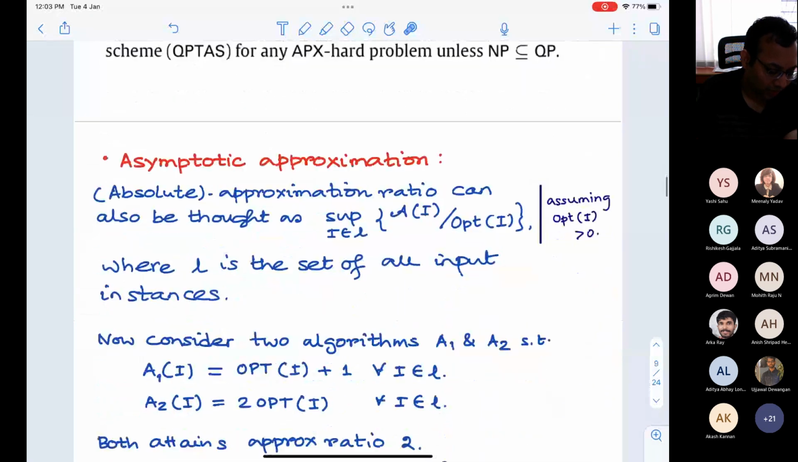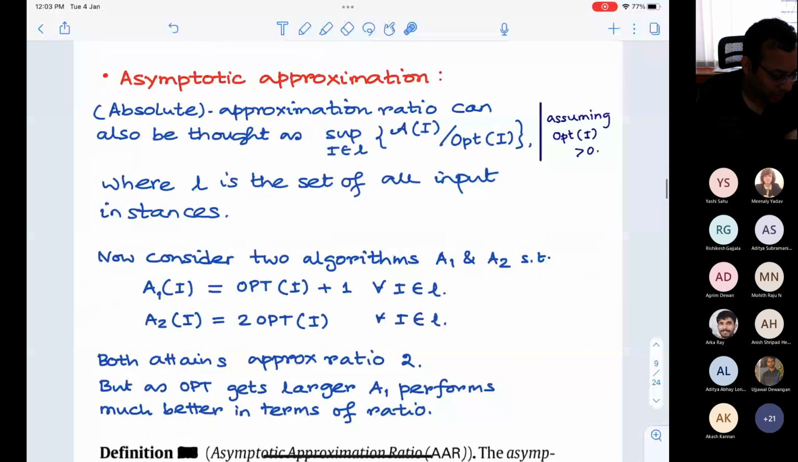So now some more definitions. We'll again repeat these definitions later, but I just wanted to go over all the definitions before we start. So we talked about absolute approximation earlier, the general approximation ratio. And what was that? There was this kind of a ratio. You look at all instances I, and the supremum or the maximum you take of A(I) by OPT(I). So A(I) is the solution by the algorithm, and OPT(I) is the optimal solution on input I. So that's a way of thinking of approximation algorithm.